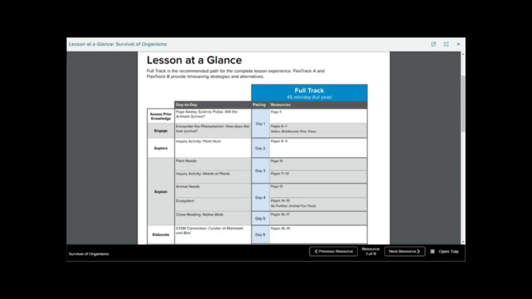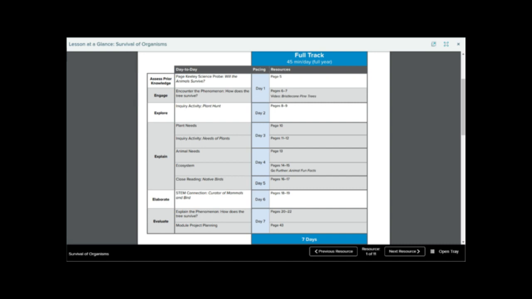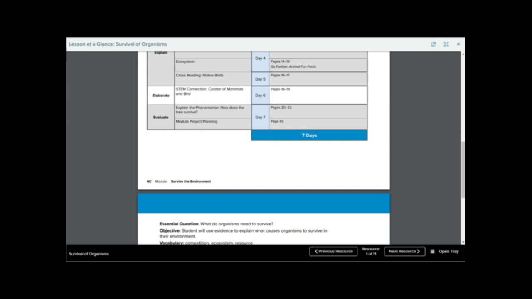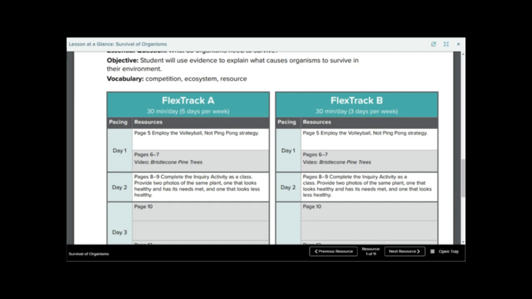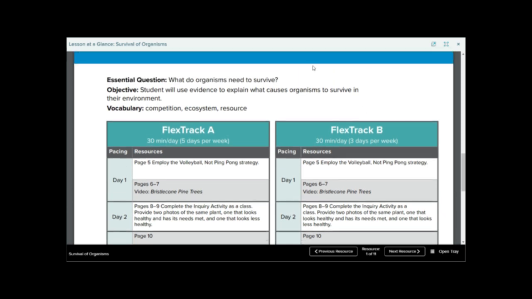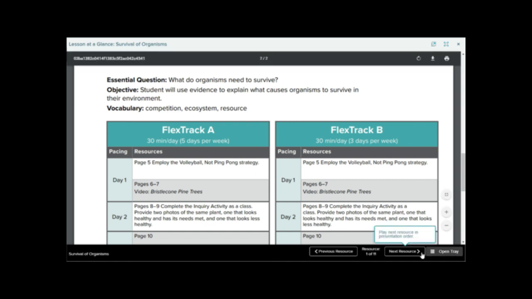In this lesson, we are going to study how different living things survive in all the environments. The main objective of this lesson is to teach students how they will be able to use evidence to explain what causes organisms to survive in their environment. After the lesson, they will be able to answer the essential question, which is: what do organisms need to survive? The main vocabulary terms of this lesson are competition, ecosystem, and resource.